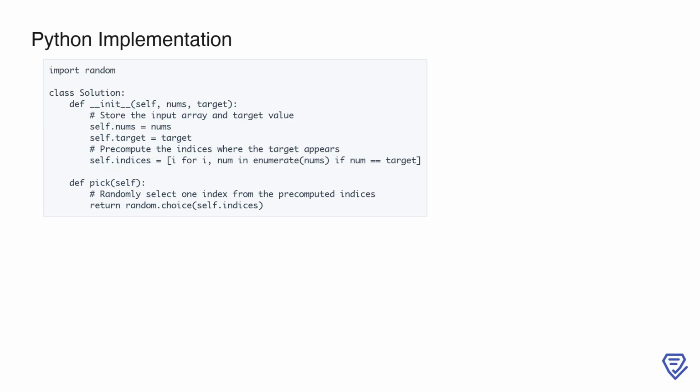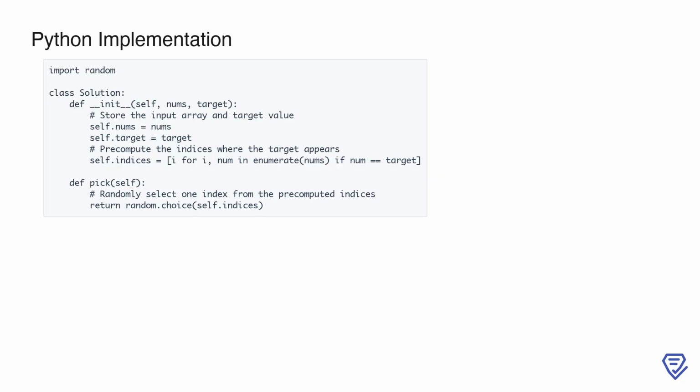Here's the step-by-step explanation. 1. Initialization, __init__ method. The constructor takes two inputs, the array nums and the target. It stores these inputs in self.nums and self.target for later use. It also pre-computes a list of indices where the target appears in the array. This is achieved using a list comprehension that iterates through nums with enumerate, appending the index i for every element that matches the target. The pre-computation ensures efficient random selection later.